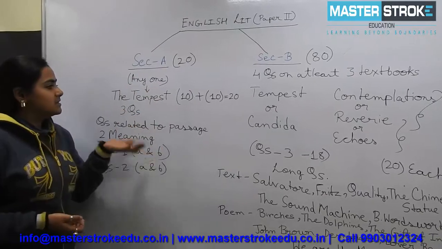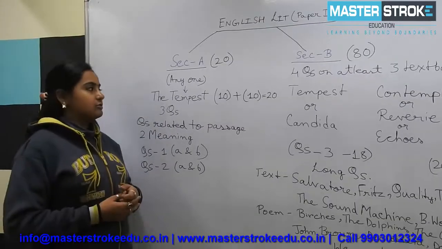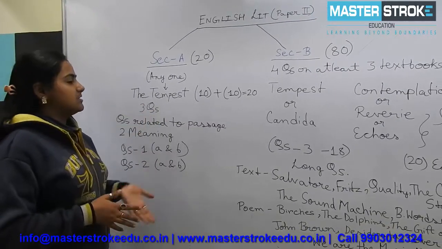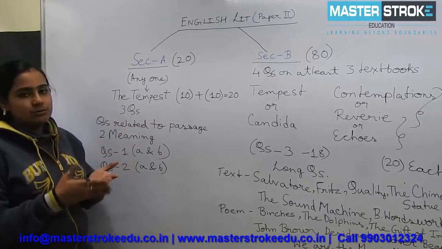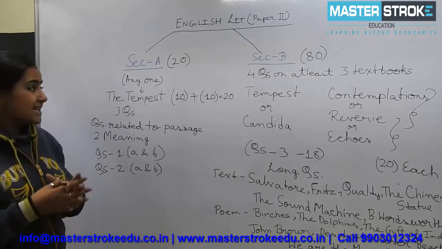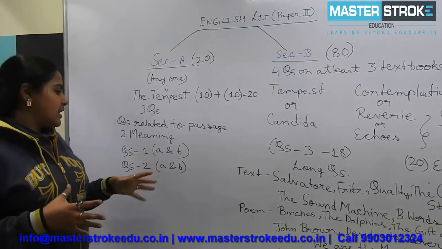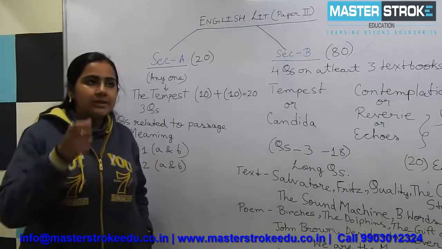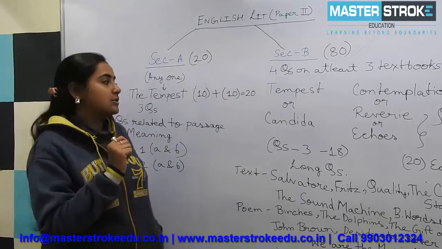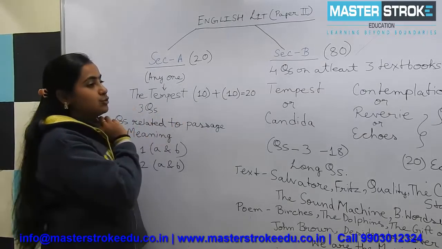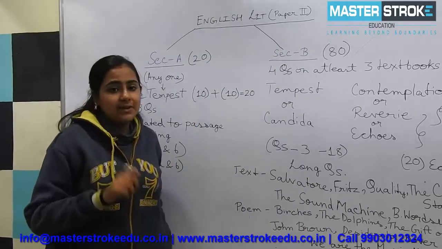Section A consists of 2 plays, The Tempest by Shakespeare and Candida by George Bernard Shaw, G.B. Shaw. Here you have to attempt from A to C; you have to attempt 2 extracts, and 3 questions will be given. Question 1 deals with A and B. Now what you have to do is attempt two extracts from it. That combines to form 20, and it is very scoring if you write.